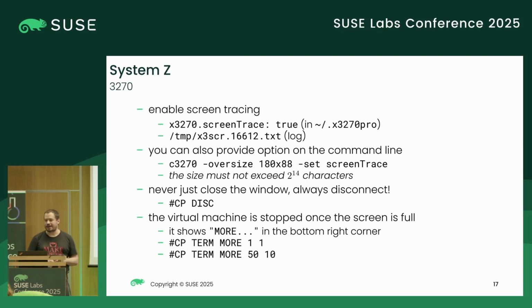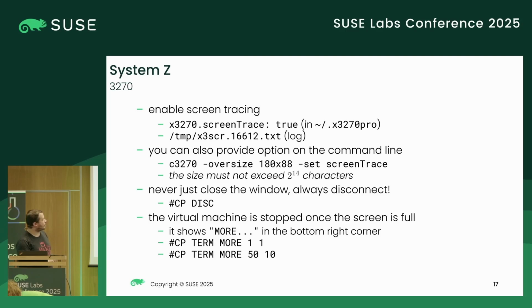It's a good idea to enable screen tracing, because if you did something, it's good to send somebody a log. You can either use, when you invoke c3270, set a screen trace here, or you can put it in your config in your home, a screen trace, through whatever works for you. And then in /tmp you will have some log. It will have a different number, right? But you will have some log, and it will be this series of ASCII screenshots I talked about.